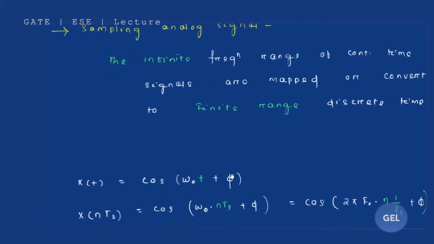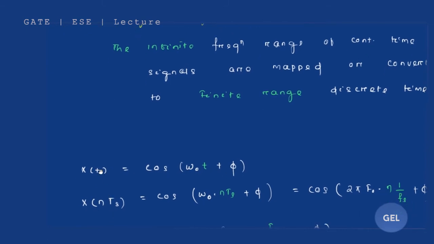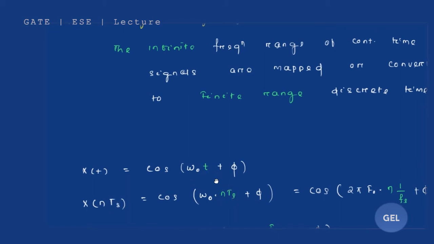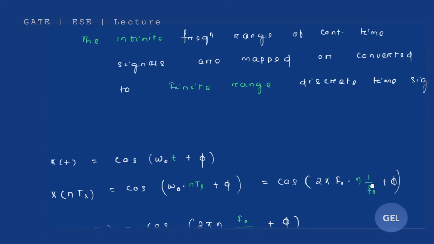Listen to this carefully. For example, there is a continuous time signal given as cos(omega naught t plus pi). Now if you want to sample it, you need to replace t. In place of t you need to replace nTs, where n is the number of samples and Ts is the sampling time. Now if I convert Ts to 1 by Fs, it will be okay. Fs will be the sampling frequency.